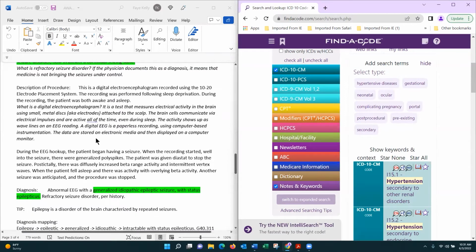All right, then the description of the procedure. This patient had a digital electroencephalogram recorded using the 10 to 20 electrode placement system. The recording was performed following sleep deprivation. During the recording, the patient was both awake and asleep. And those are things I would be making note of, mentally or on my piece of paper.